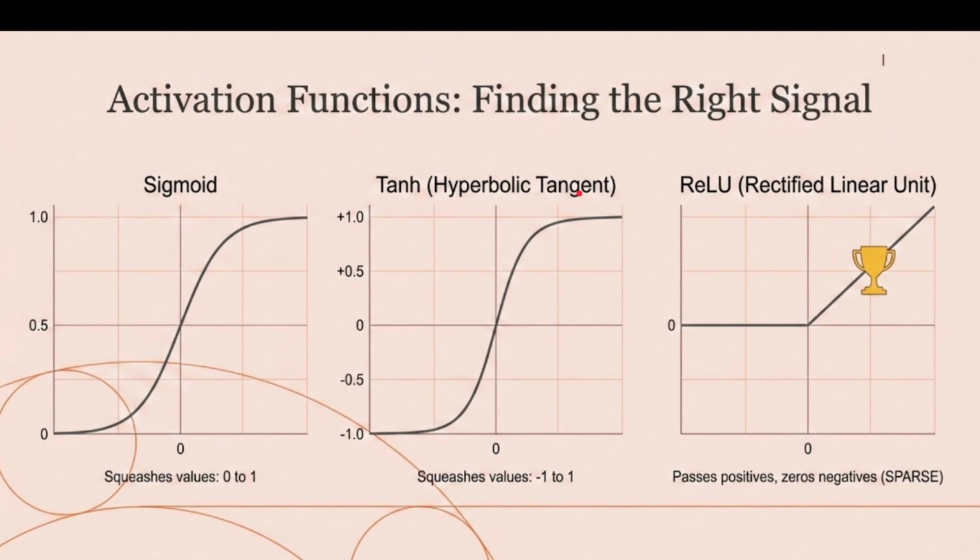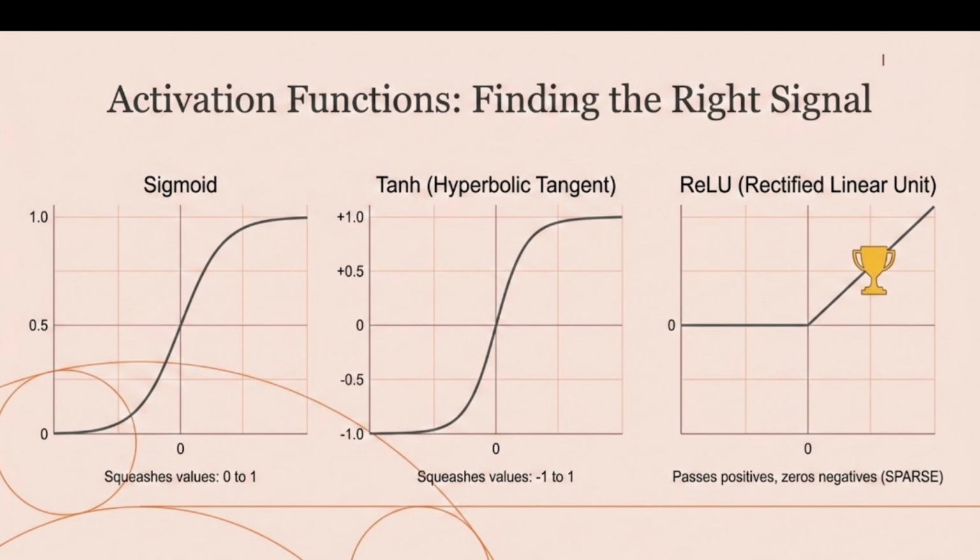Activation functions: finding the right signal. Here's the catch. If you just stack a bunch of linear layers together, the math dictates that they collapse into one giant boring linear equation. To actually bend our decision lines, we have to inject non-linearity at every neuron using an activation function.